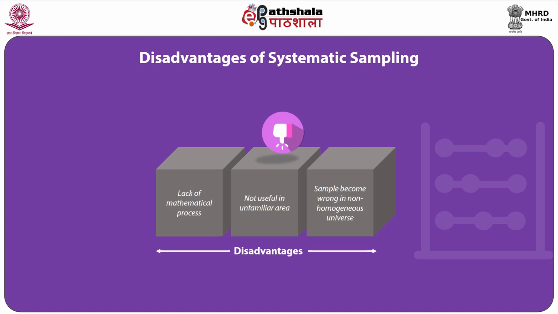Now we will move on to the next type of probability sampling, that is stratified random sampling. Under this sampling procedure, the entire population or universe will be divided into a number of homogeneous groups or strata based on some common characteristics. Then the required sample will be selected based on simple random or systematic sampling methods from each of the strata or homogeneous groups.